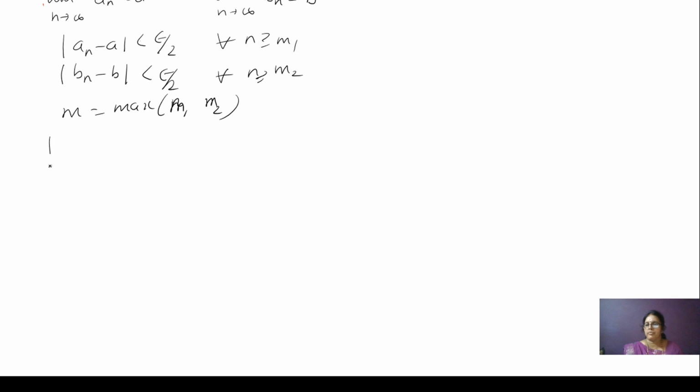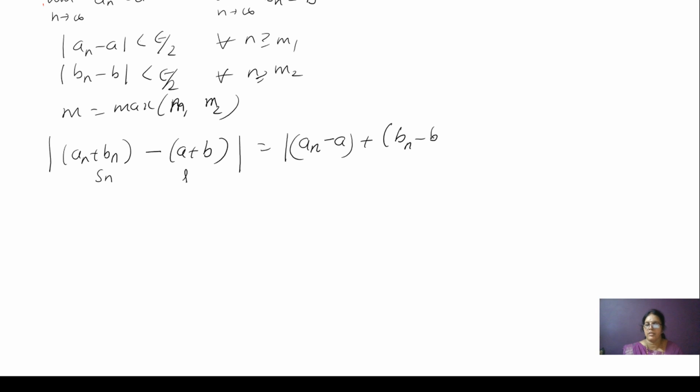So now I have to prove that a_n plus b_n converges to a plus b. So consider the difference. This is S_n and this is now L. So consider the difference of S_n and L. So a_n plus b_n minus (a plus b) can be written as (a_n minus a) plus (b_n minus b). So this is less than or equal to modulus of a_n minus a plus modulus of b_n minus b.